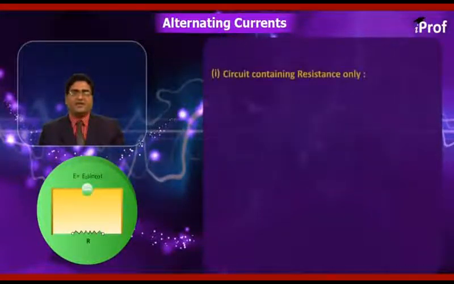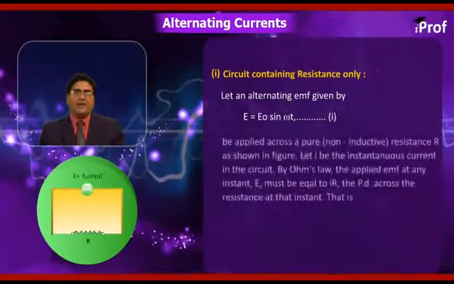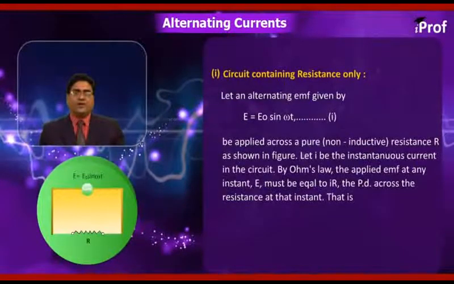Let's see first the circuit containing resistance only. AC circuit containing resistance only. Let an alternating EMF given by E equal to E naught sin omega t be applied across a pure non-inductive resistance capital R as shown in figure. Let I be the instantaneous current in the circuit.